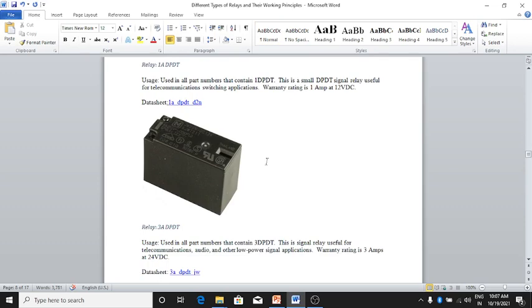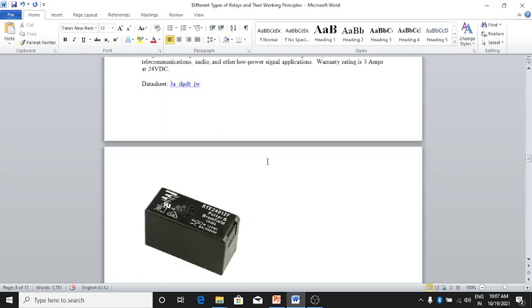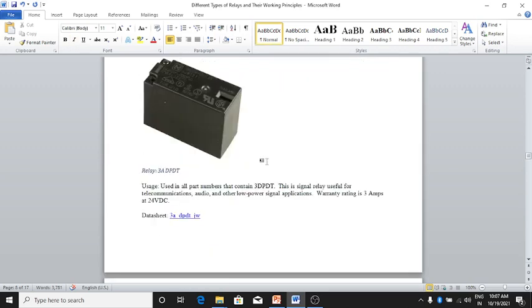And here is 3 ampere. This relay, 3 ampere DPDT, is used in all part numbers that contain 3 DPDT. This is a signal relay useful for telecommunications, audio and other low power signal applications. The rating is 3 ampere at 24 volt DC.